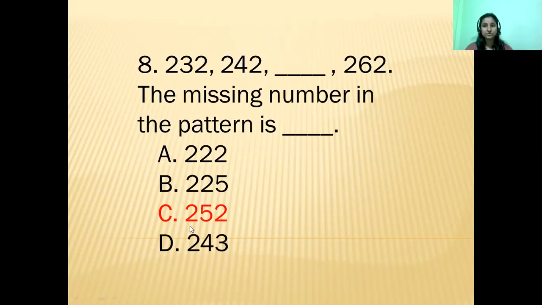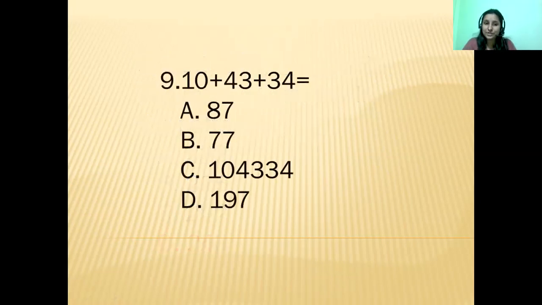Maybe your answer is wrong. You have written wrong. It's okay. Just cross it. No worry. Okay, now let's see question number 9. Question number 9 is 10 plus 43 plus 34 is equal to. Just take a paper. Write the numbers 10 plus 43 plus 34 and check out the answer.